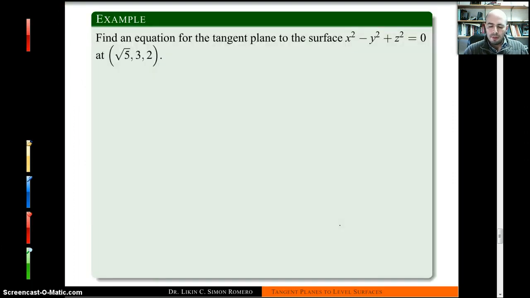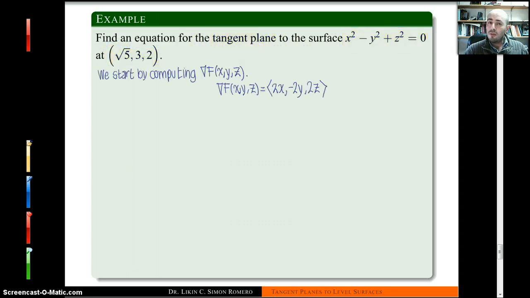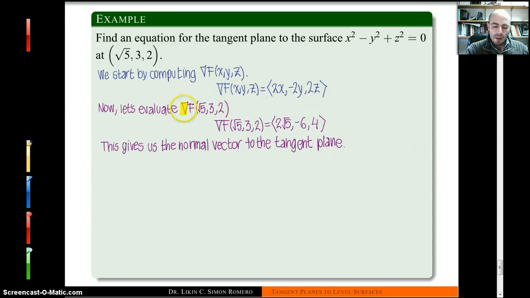Let me give you an example. Here we have a formula with x, y, and z equal to a constant, and we're going to try to find the tangent plane at this point. We start by computing the gradient vector, which gives you this. Then we evaluate the gradient vector at the point where we want to compute the tangent plane, which gives you this.